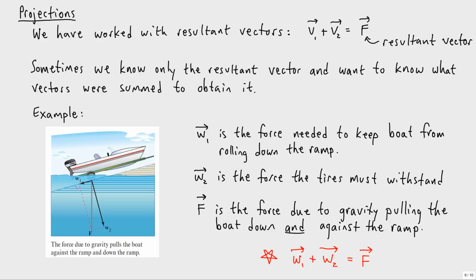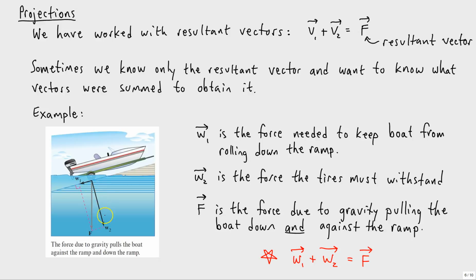So an example of such a situation would be, let's say you had a boat that's sitting on a ramp, getting ready to be released into the water here. So this boat on this ramp, there's a force that wants to pull it down the ramp. There's a force pulling it against the ramp. So let's call W1 the force that would be needed to keep the boat from rolling down the ramp. So there's a force in this direction that's trying to have it go down the ramp, so there'd be a force that we would need to work against it to keep it from rolling down.